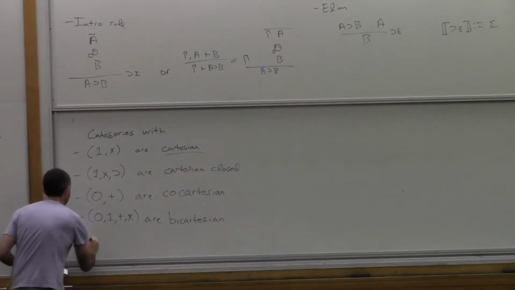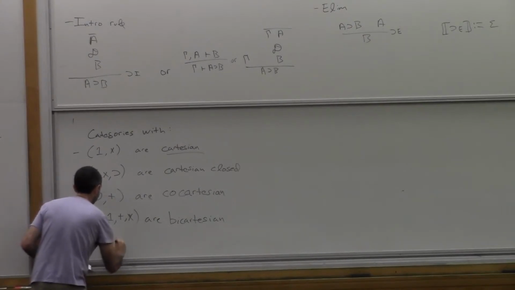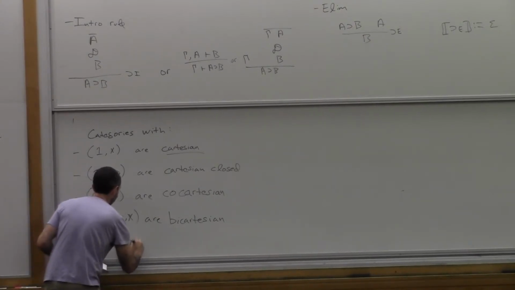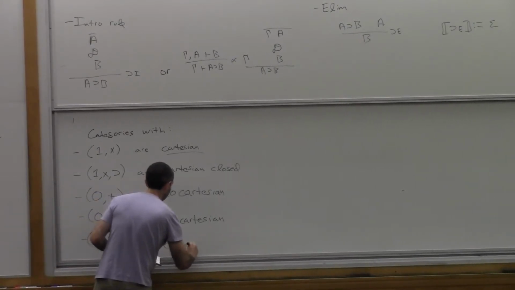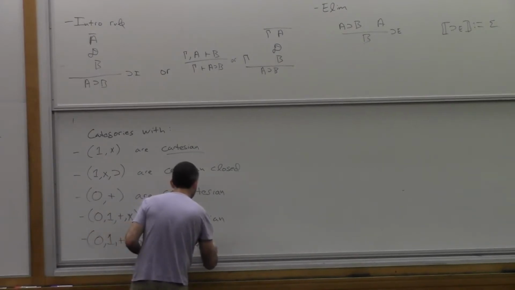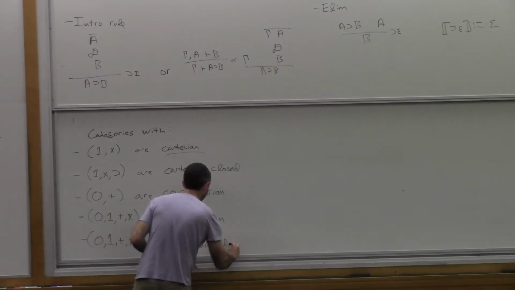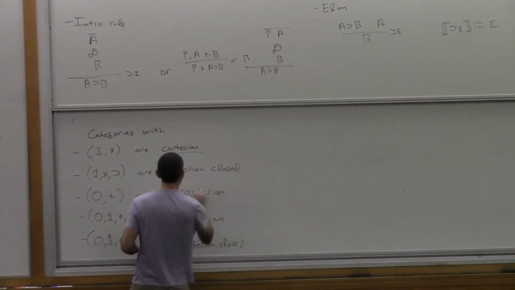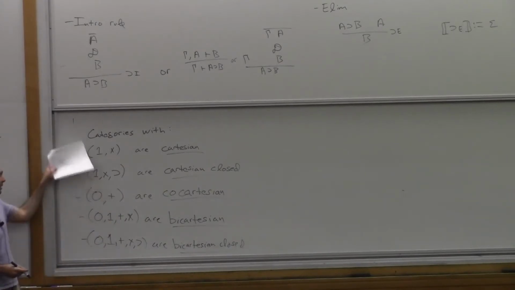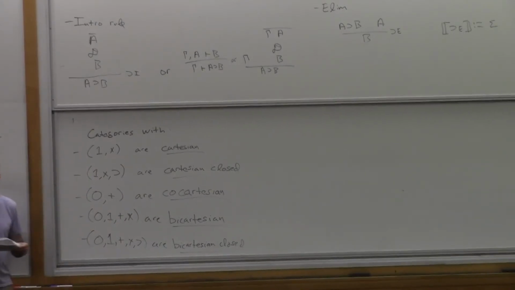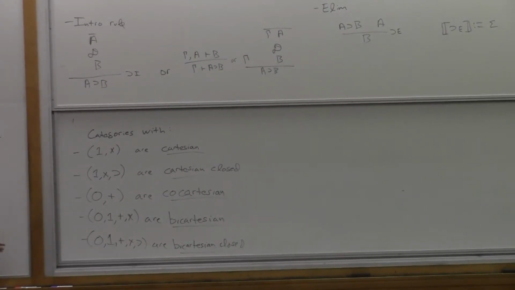And finally, if we have everything, those are bi-Cartesian closed. Okay. So I will occasionally use these words so that I don't have to use all of these words or symbols. Okay. So this concludes the interpreting propositional connectives and their introduction and elimination rules portion of the program.